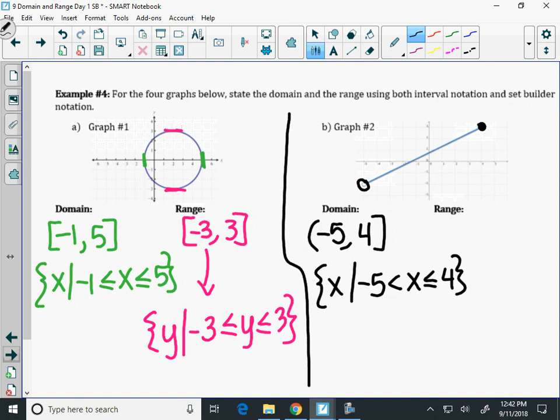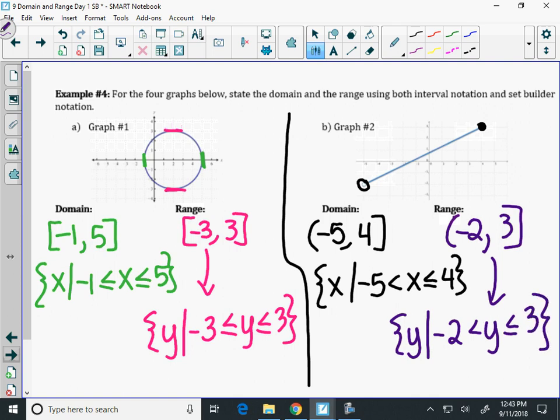All right, now our range is going to be similar. Where's our lowest y value up here? -2. What kind of parenthesis or bracket does it get? Parenthesis, because it's an open dot at the bottom. So parenthesis, -2. How high up does it go? 3. Just like the last one, I want you to write the set notation on your own, and then check up here on the board.